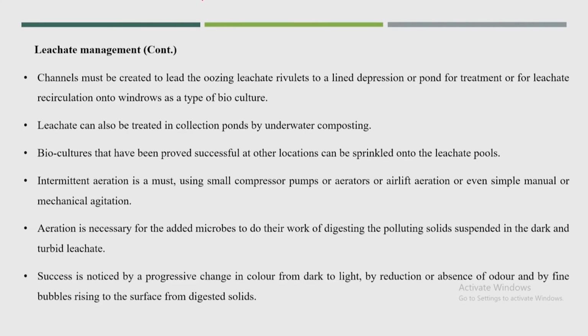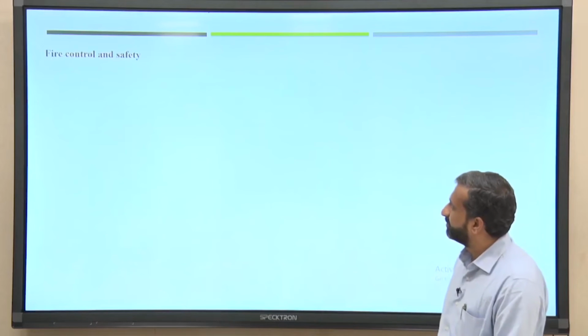And how can we find that, how is it beneficial? By addition of bioculture or addition of aeration, by changing the color from dark to light, if you can find that, you will come to know that the leachate is getting treated.